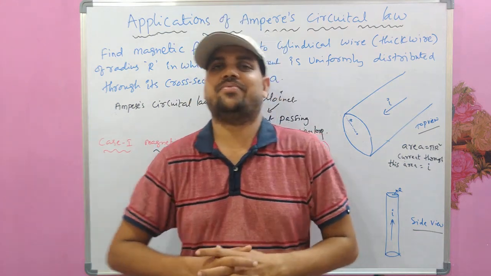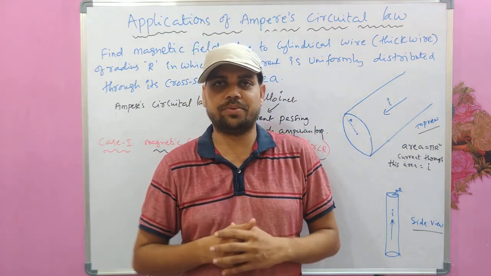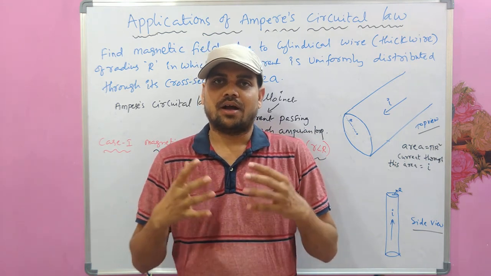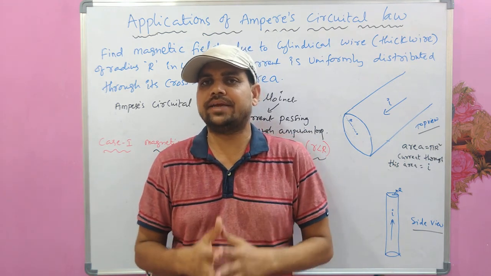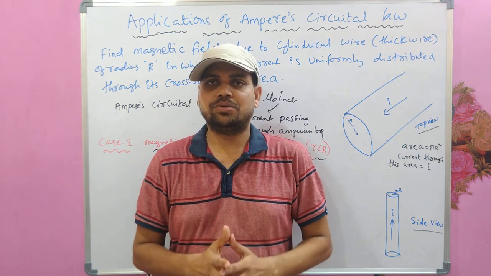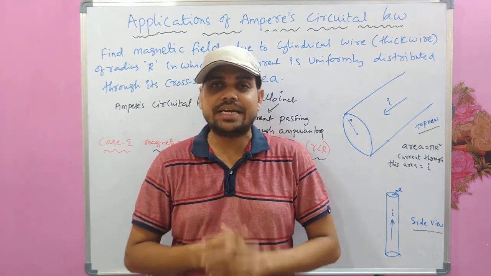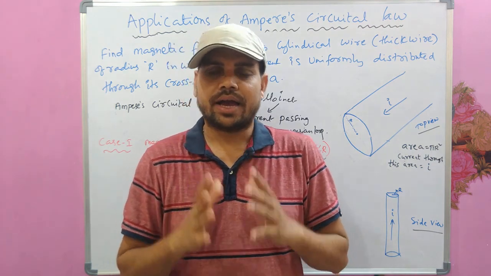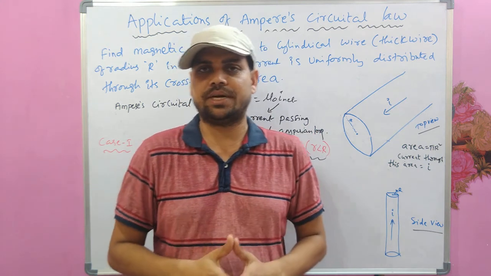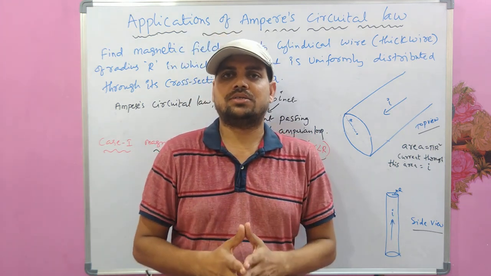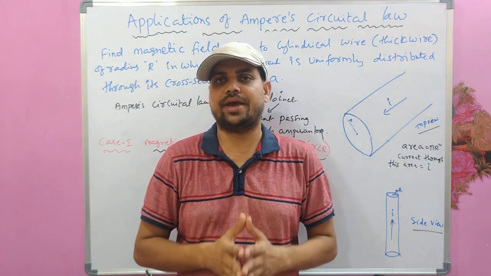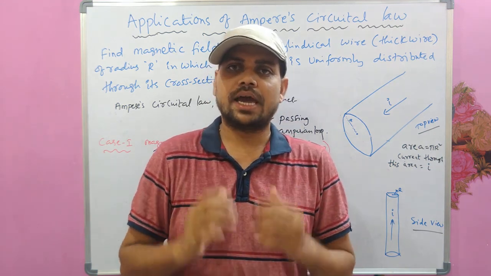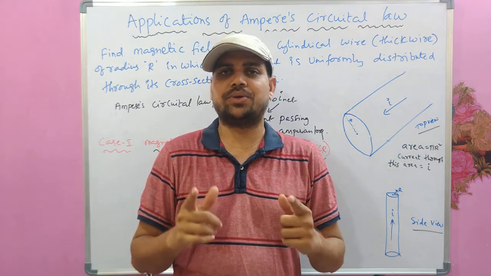Hi students, welcome back. This is Madhu Dharmapuri, and in this video lecture I am going to calculate the magnetic field produced by a current carrying cylindrical wire through which current is uniformly distributed across its cross sectional area, and I am calculating this with the help of Ampere's circuital law.